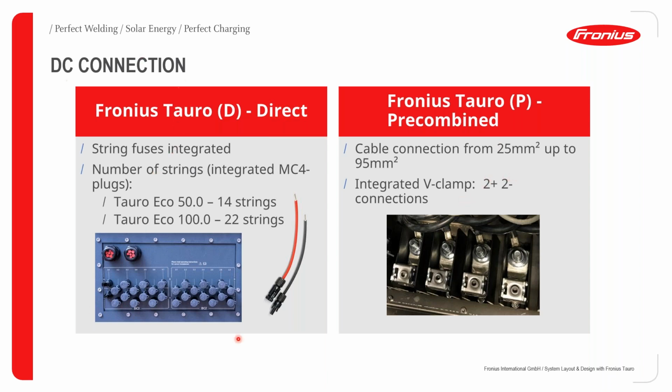In this first version, the D version, there's no need to use a DC combiner box. In your P version, you will use a DC combiner box. And with the P version, there are no fuses integrated. So obviously you will have to have a DC protection box with all your string fuses in line with your strings. With the D version, there's no need for that DC protection box because, as I'm showing you over here, your string fuses are integrated.